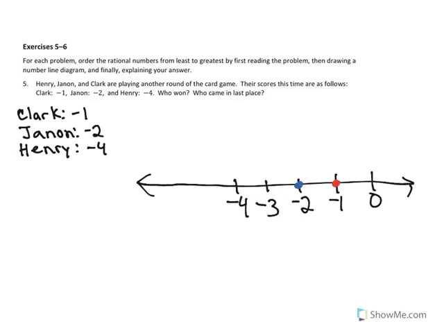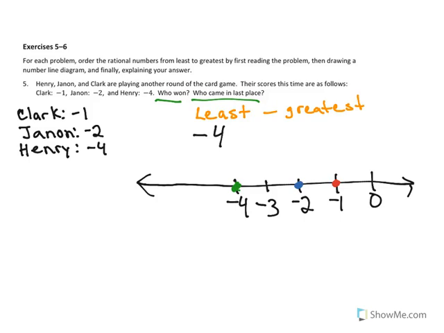And then -4, we'll make that green. And now we have to determine who won and who came in last place. So if we were ordering these from least to greatest, again, from least to greatest, the least would be the farthest to the left, and that would be -4.